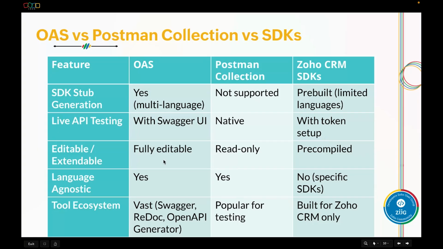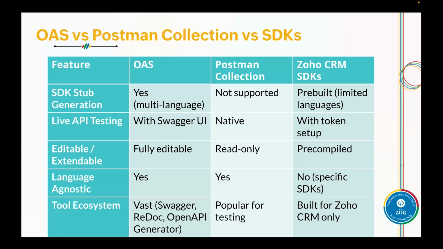Coming to the editability and extendability, OAS file is fully editable, which means you can extend or customize it, add examples, tweak schemas, or even regenerate SDKs based on the updates. For example, if you are developing an application and you have your specs which have followed the OAS format, then if you want to integrate with Zoho CRM, you can use only the required OAS files for Zoho CRM APIs, and then you can generate SDKs in your preferred language, or you can generate docs. You can build mock servers to test them out.